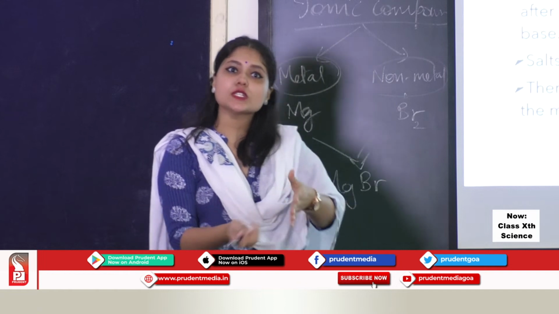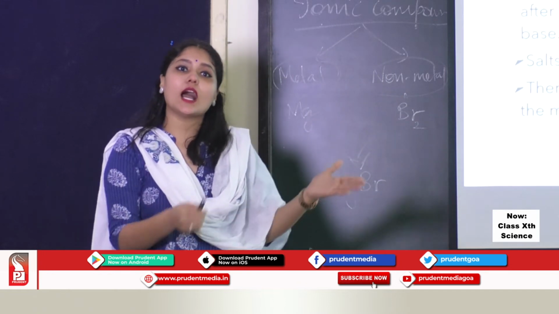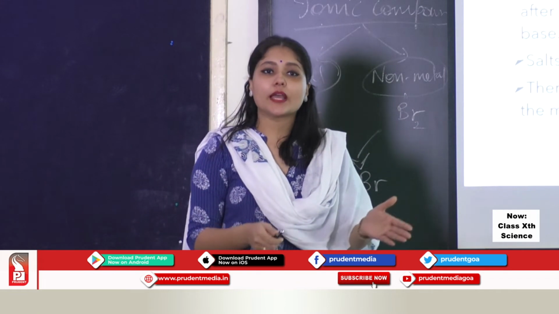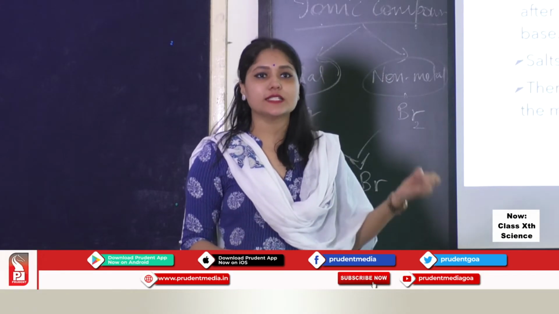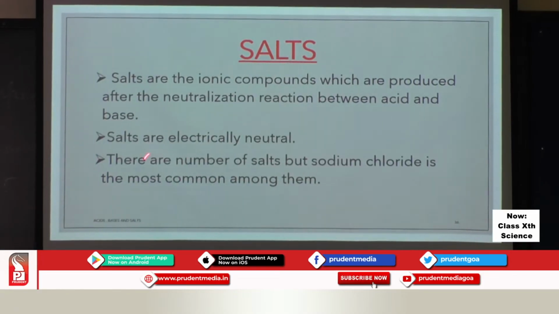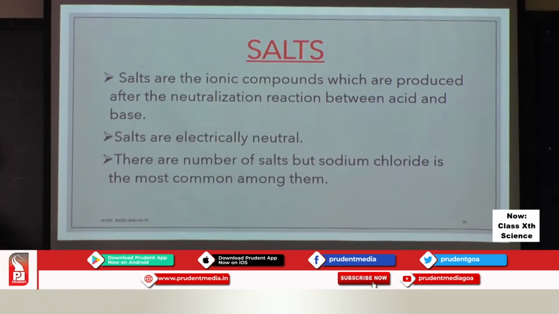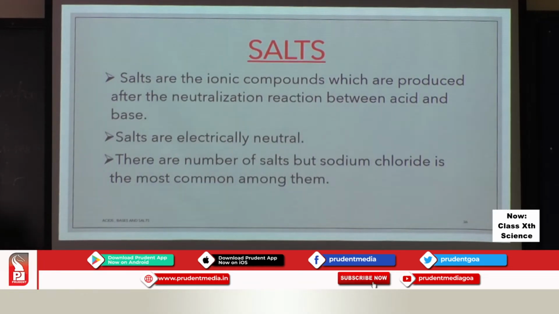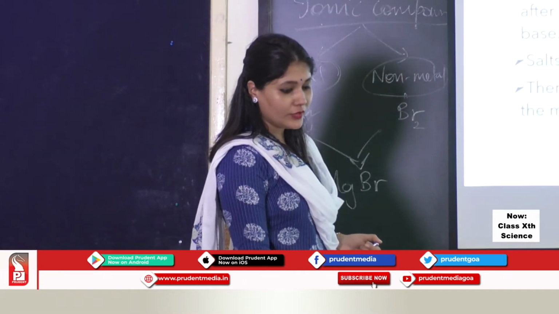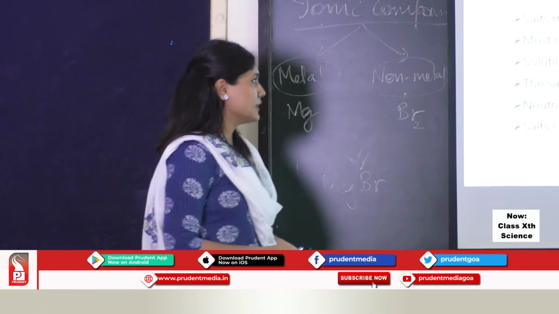Now how are they produced? We just learnt in the previous equation that ionic compounds are produced by the neutralization reaction between an acid and a base. Now salts are electrically neutral, so the overall charge on the salt is 0. There are a number of salts, but the most common one that we use in our day-to-day life is sodium chloride, NaCl, one of the most important compounds that we will be learning about in detail.